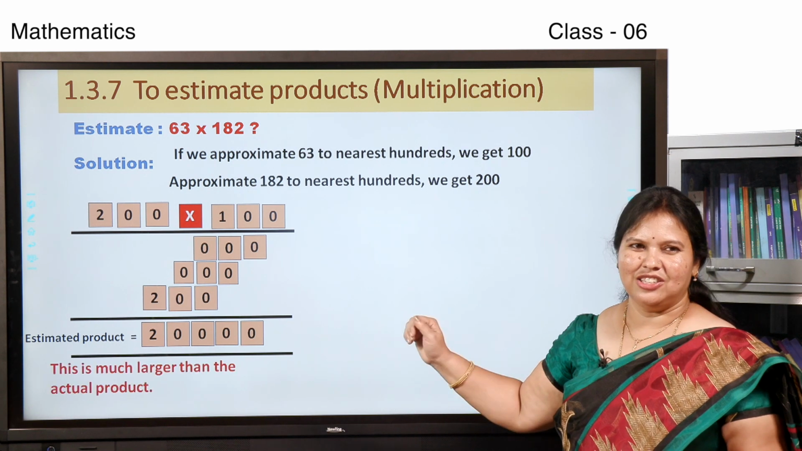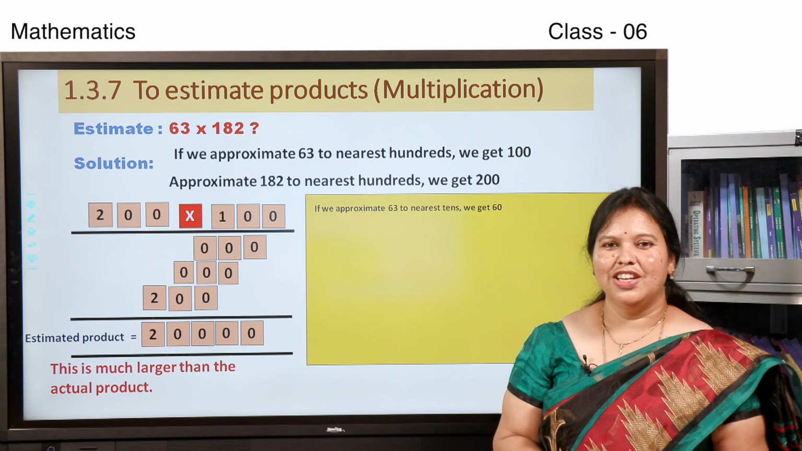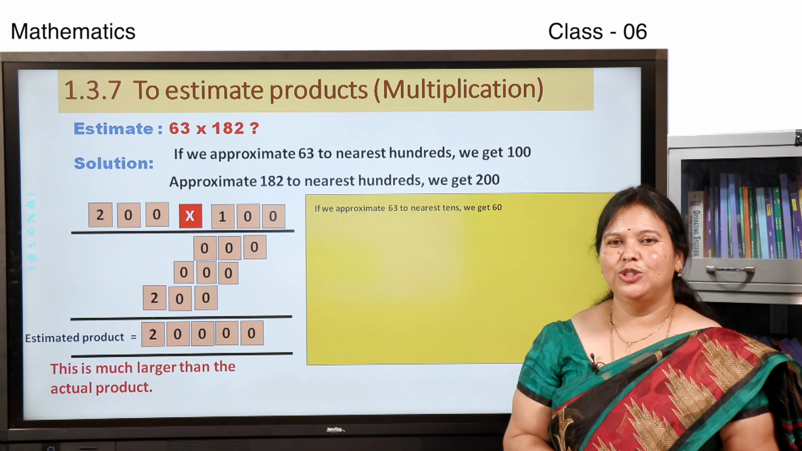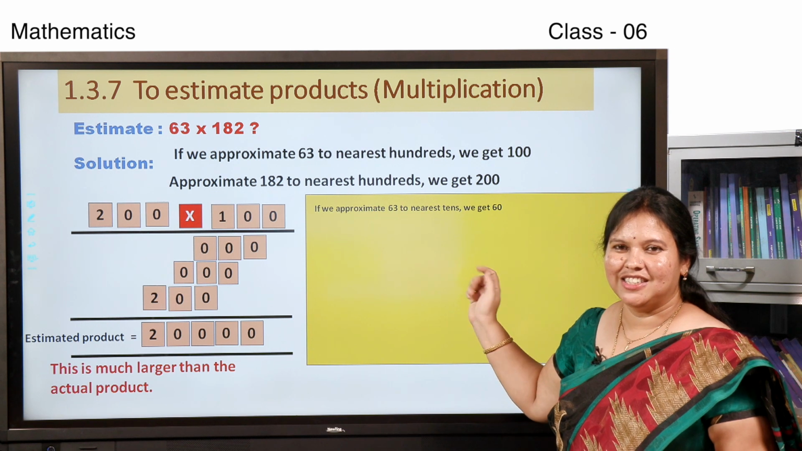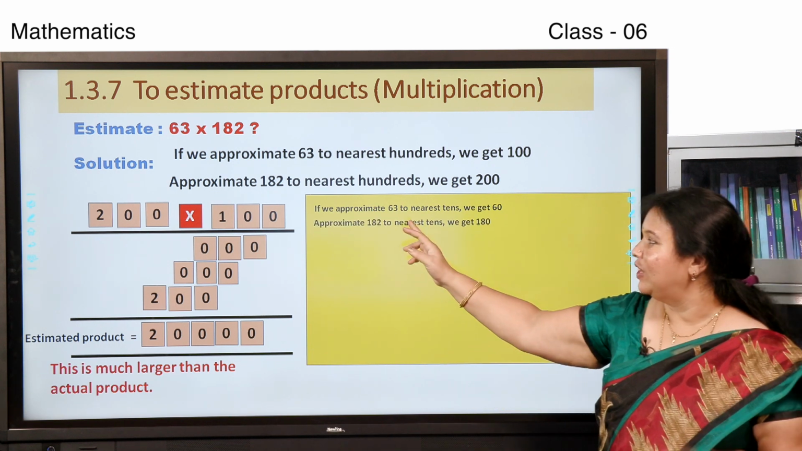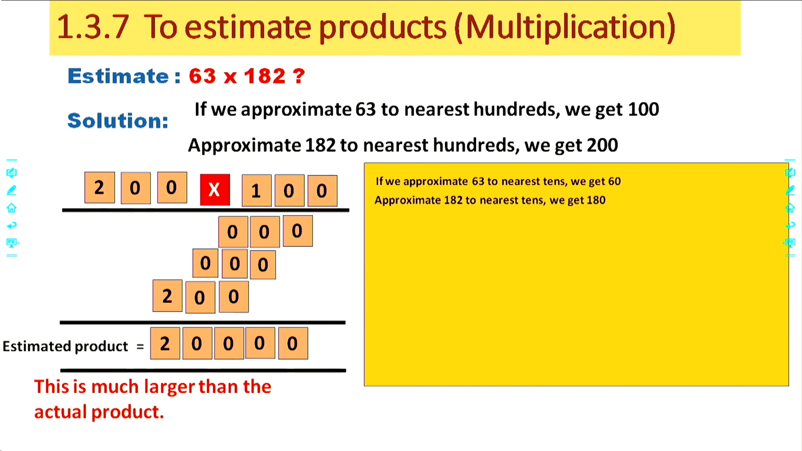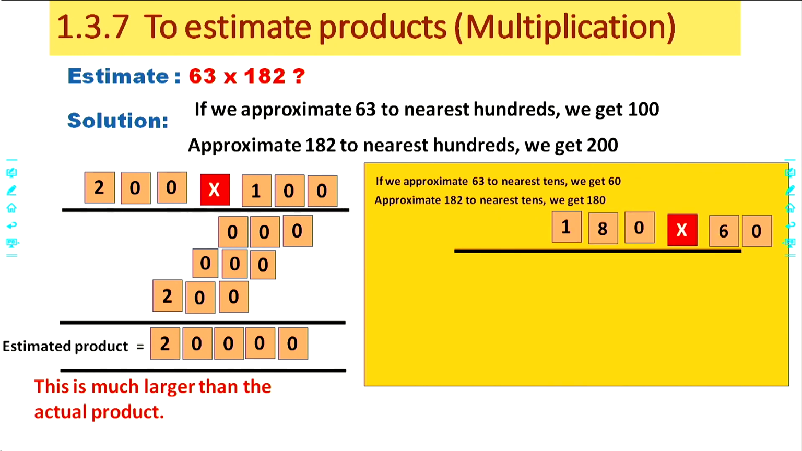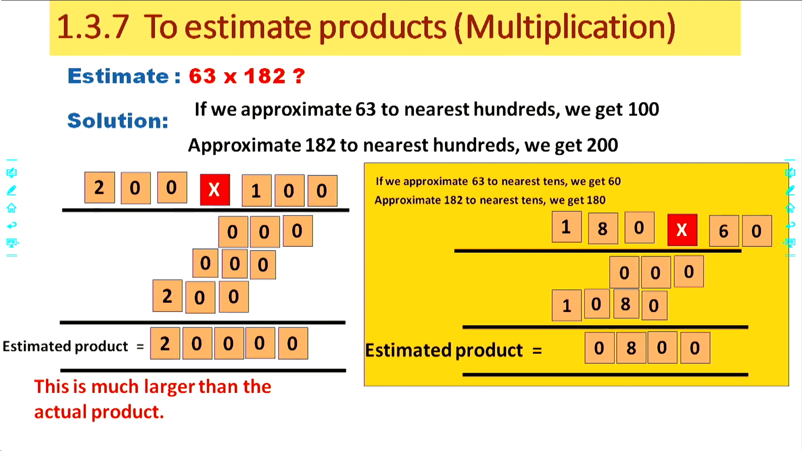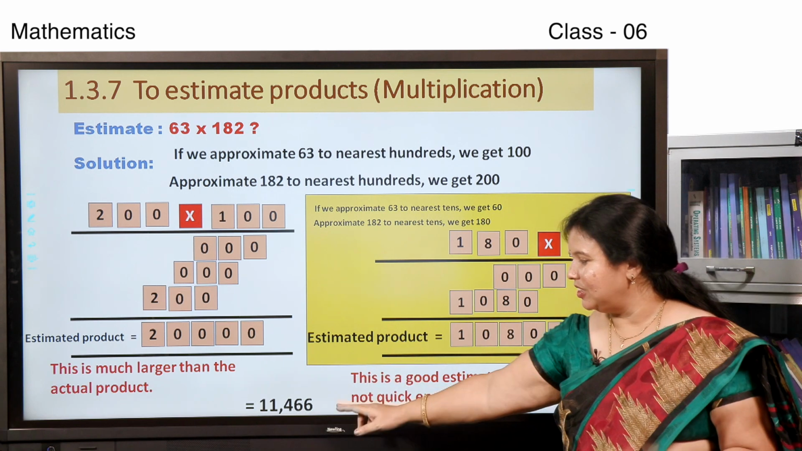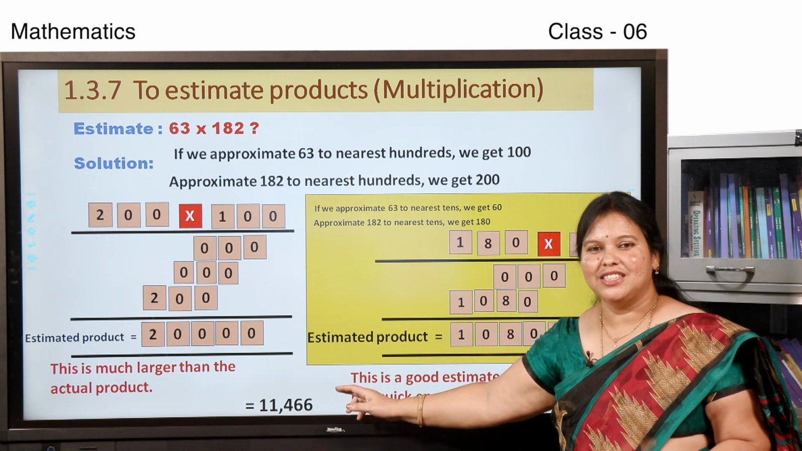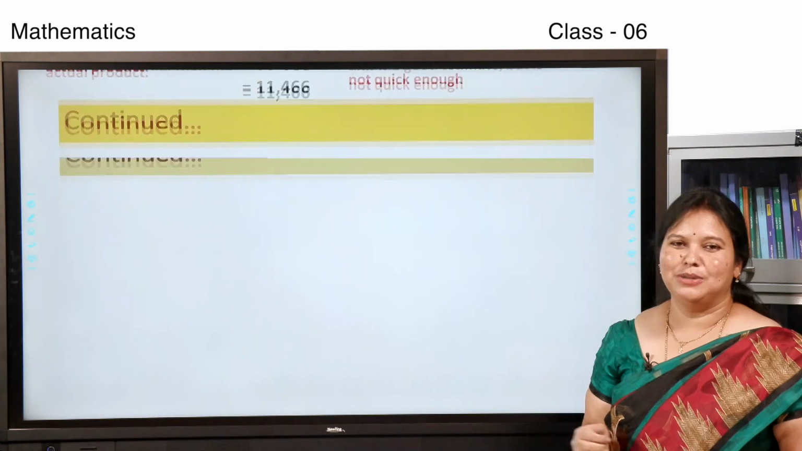But this is much larger than the actual product. If we approximate 63 to the nearest tens, we get 60. And approximate 182 to the nearest tens, we get 180. So, by multiplying these two, what is the estimated product? Yes, it is 10,800. This is a good estimate, but is not quick enough. Here the actual product is 11,466.